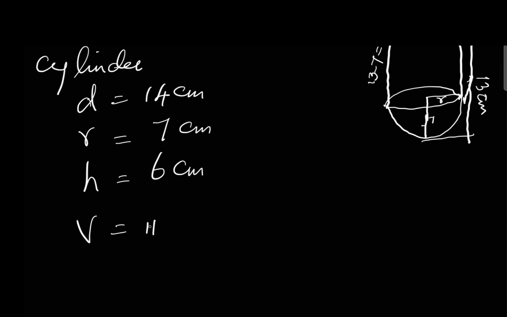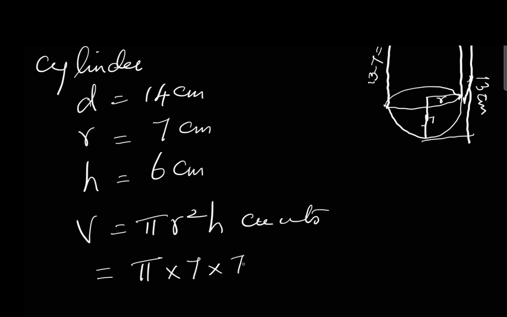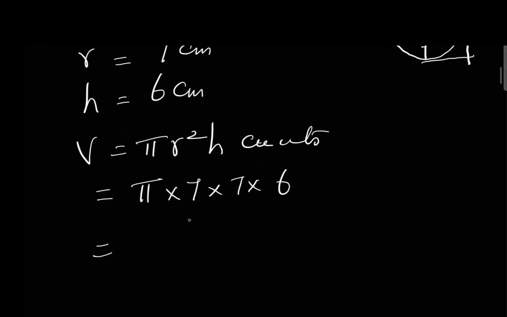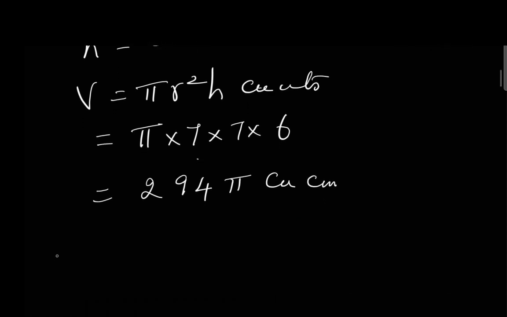Volume of the cylinder is pi r square h cubic units. Keep pi as it is. r is 7, so 7 into 7 into 6. You multiply these two numbers: 7 sevens are 49. 49 into 6 is 294 pi cubic centimeter. The units are in centimeter. Just keep it as it is.